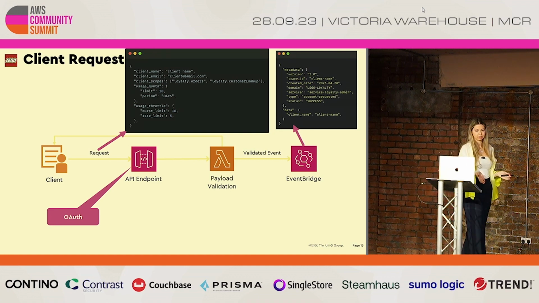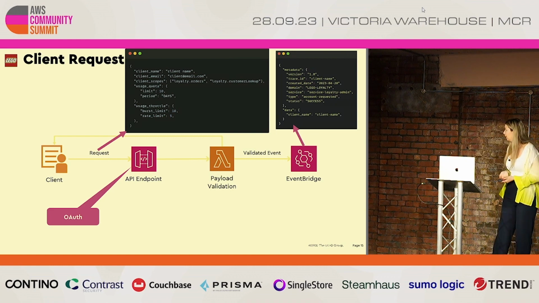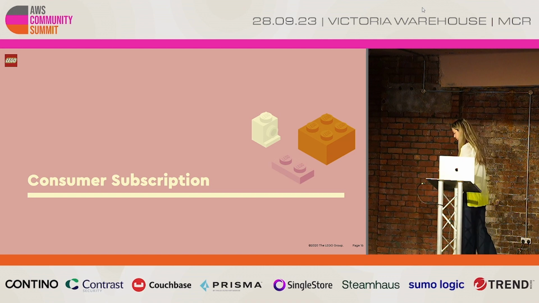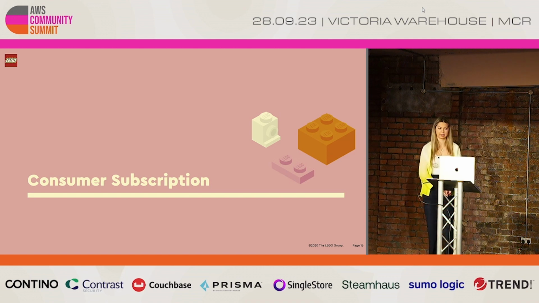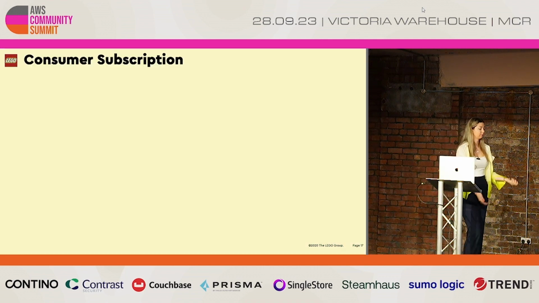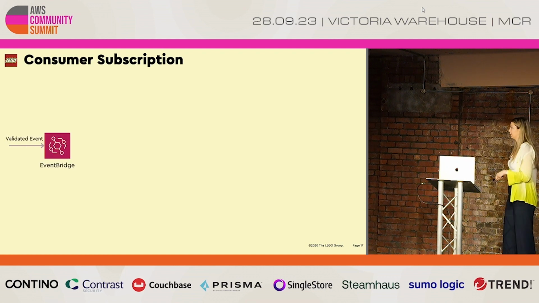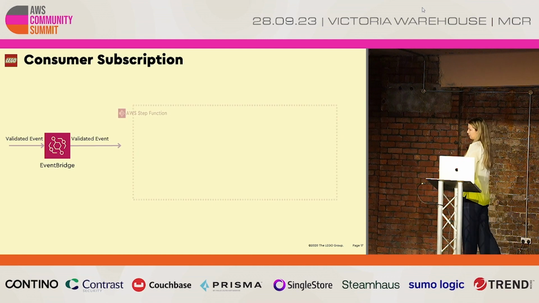So once we've validated our payload, then we can move on to our consumer subscription. So we want to create that subscription for our clients. How do we do that? Well, remember that validated event that we put onto the event bus? We're going to use that to trigger a step function.